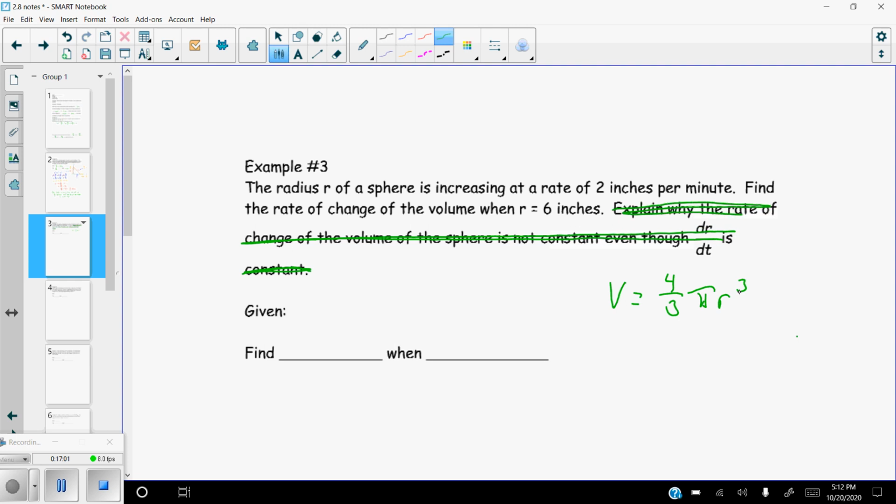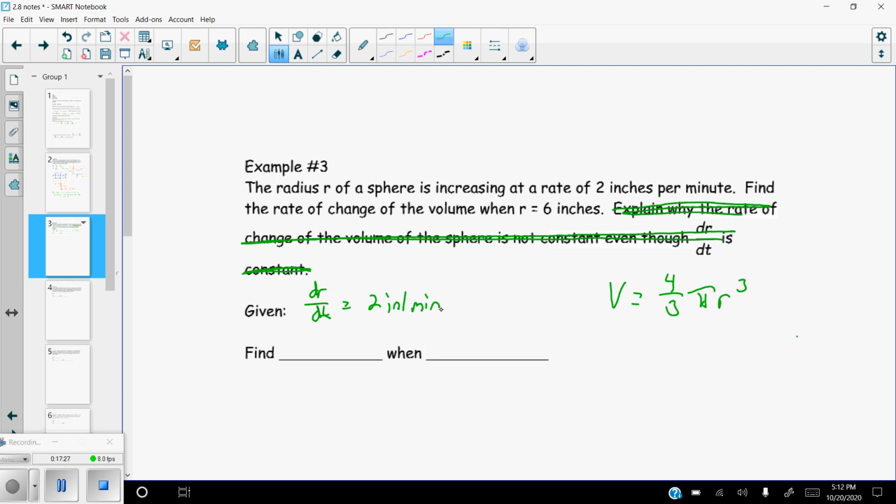So we're going to go ahead and start by saying, okay, what was given to us? The radius of a sphere is increasing. So that's telling me right there, the radius is increasing, tells me that it's a rate of change. So the radius increasing is going to be dr over dt, and it tells us that it is 2 inches per minute. Find the rate of change of volume.